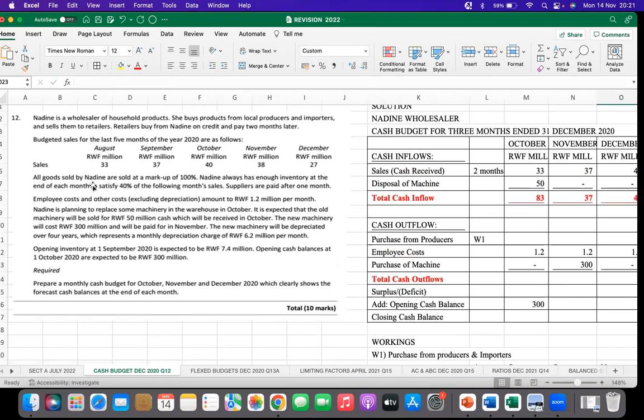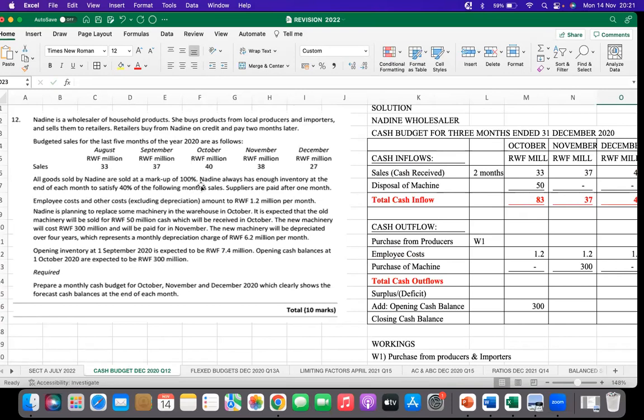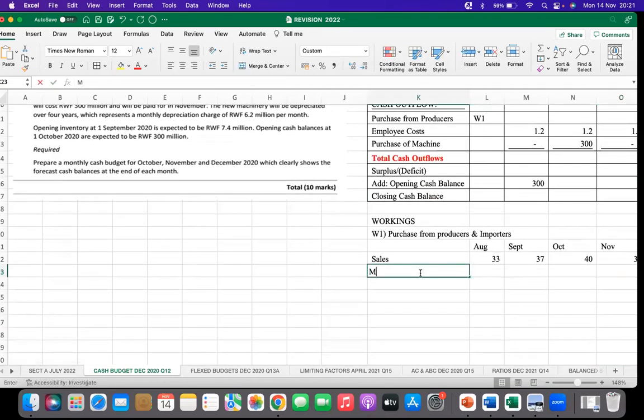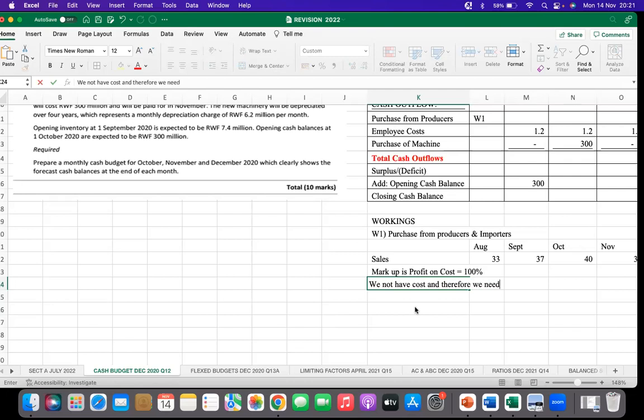Now you are being told all goods sold by Nadine are sold at a markup of 100%. So markup is profit on cost, which is equal to 100%. I hope you know that. Margin, please note what I'm writing there. We do not have costs, and therefore, we need to convert markup to margin.